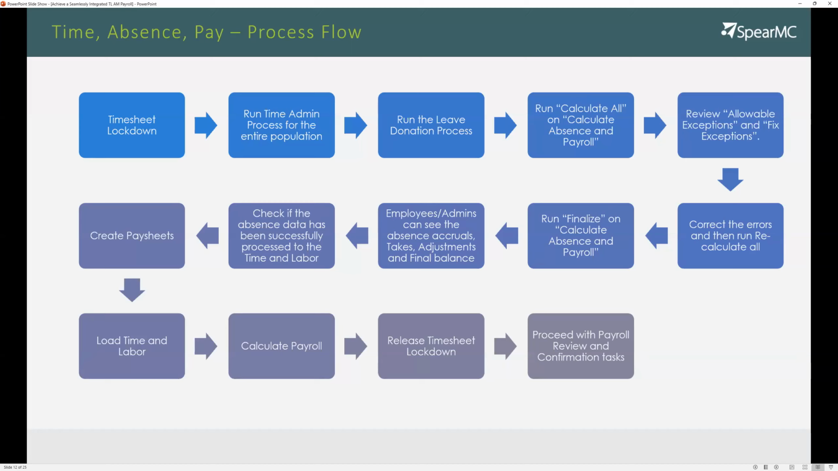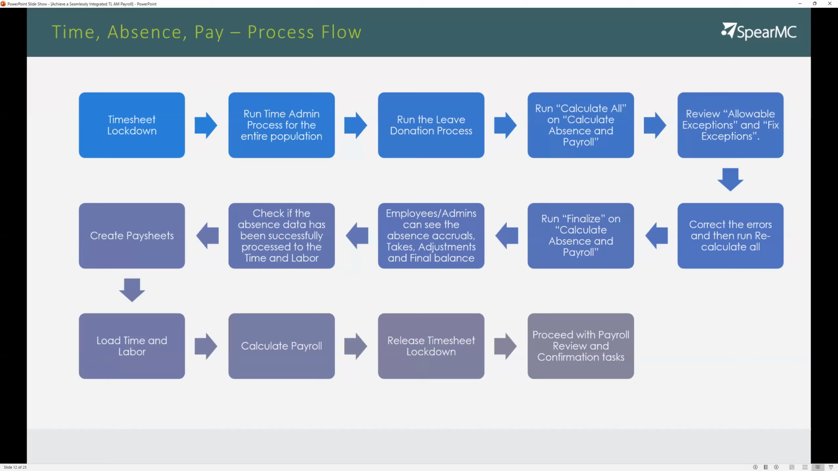Once we are done with the final calculation, we finalize and move forward. That sort of cycle, iterative process, is how the absence is done as well. So at the end of the period, run and finalize the absences, review any exceptions. If nothing needs to be addressed, then do the final round of calculations and finalize the absence calc process.